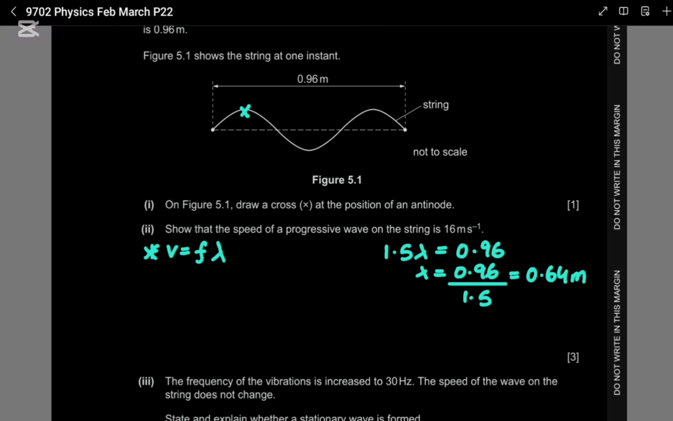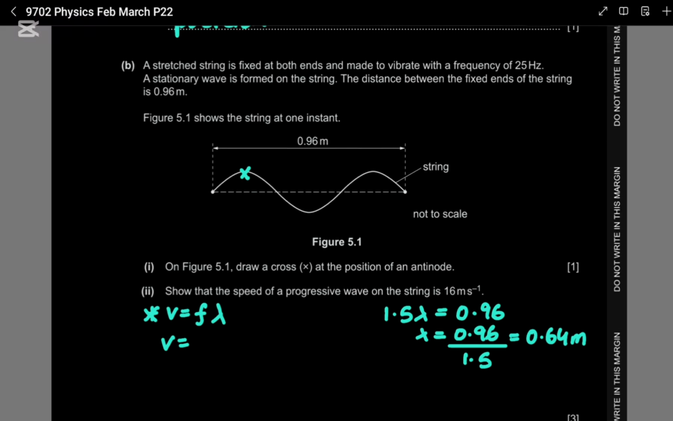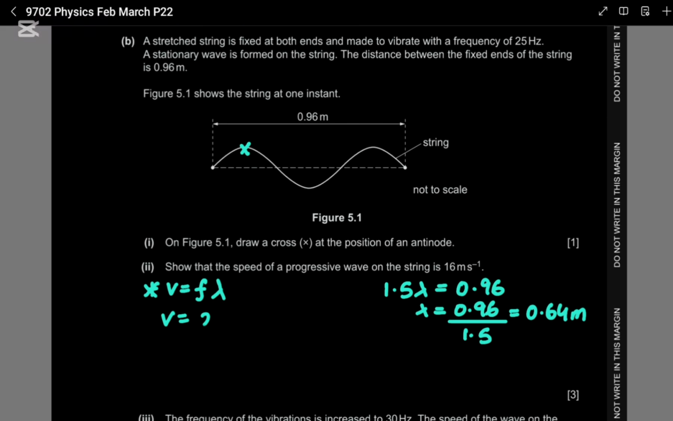0.64 meters. Okay, so V is equal to the frequency, which is 25 hertz, into 0.64. Okay, and this should give us an answer of 16. Let's double check. 25 times 0.64, yes, this gives us 16 meters per second. Okay, so hence shown.